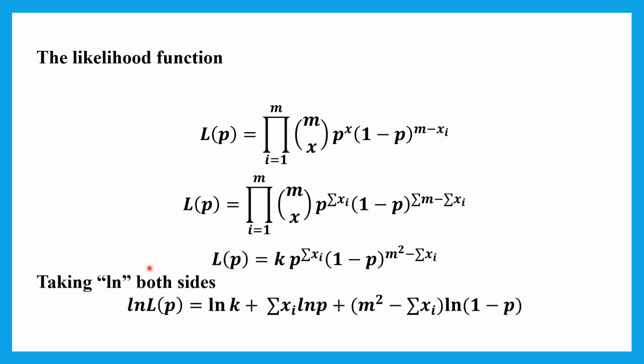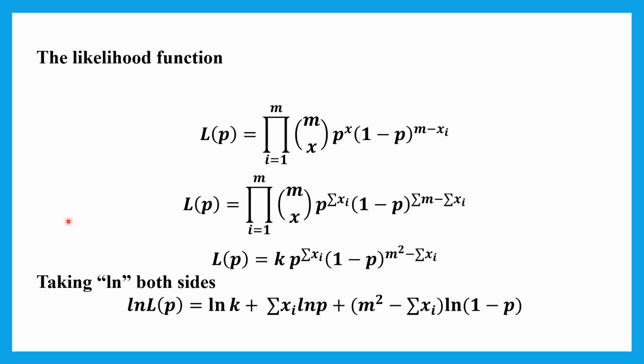Now to make the log likelihood function, we will take the logarithm on both sides. Taking the logarithm, these three terms are multiples of each other. First of all, they will be converted into a sum, and the powers will be shifted before the log. So we have ln k plus log p raised to the power summation xi becomes summation xi ln p, plus log 1 minus p raised to the power m square minus summation x becomes m square minus summation x ln 1 minus p. This is the log likelihood function.